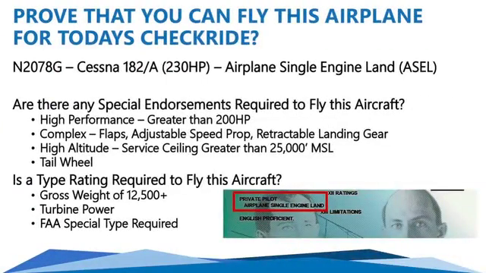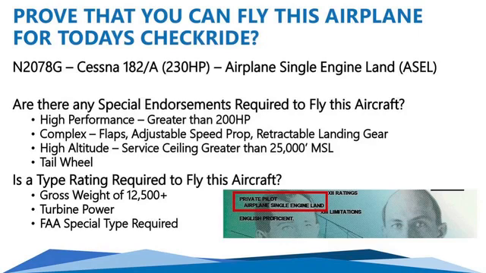The other one that we have is, remember I said prove to me or prove to the examiner that you are capable of taking whatever aircraft for today's check ride. So in the example I give you, this is just an aircraft that happens to be a Cessna 182 Alpha. So this is a 230 horsepower engine, and it happens to be an airplane single engine land. So the first part of that question is going to be, what does your license say? All right. So you would go and show them the back of your license or explain to them that the back of your license effectively says the following.